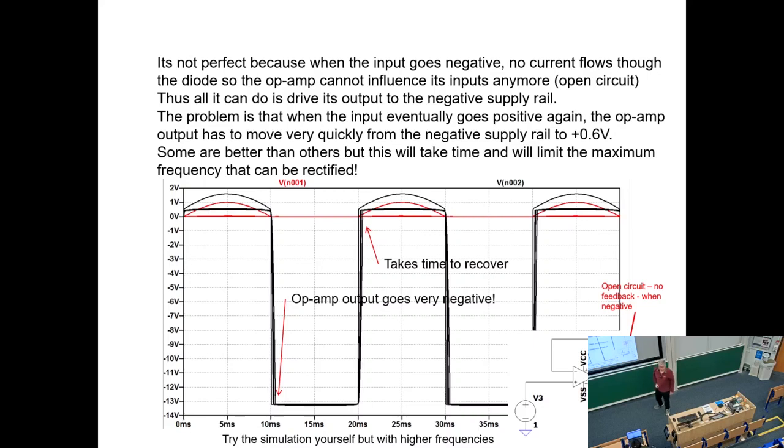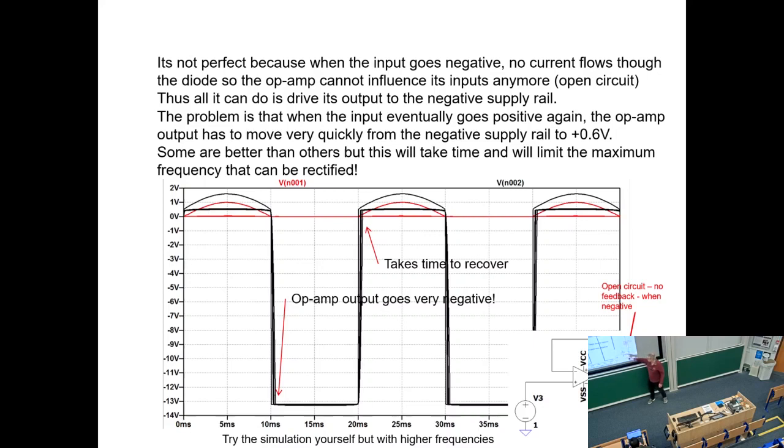Right, it's not perfect because when the input goes negative, no current flows through the diode. Here's our diode. The input goes negative, then it tries to make this go negative to drop that, but it can't pull current through the diode because the diode blocks it. So we've ended up with an open circuit system at that point. It's not linear anymore. It's like it's open circuit at that point if the input goes negative, which means it doesn't matter what happens at this output here, the op-amp can do what it likes. It's not going to affect the input. We're not connected anymore. Okay?